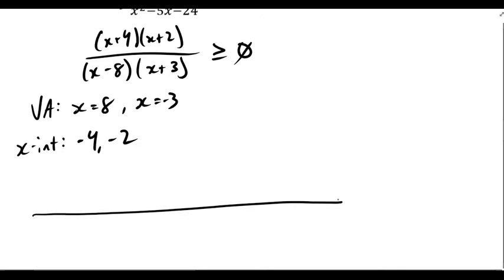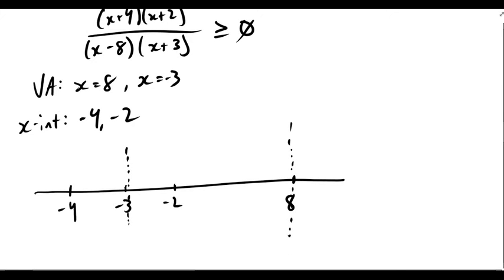All right, so we'll start at negative 4, which is an x-intercept. Then I've got negative 3, which is an asymptote. Then I've got negative 2, which is an x-intercept. And then I've got 8, which is an asymptote. Lots of intervals to check here.